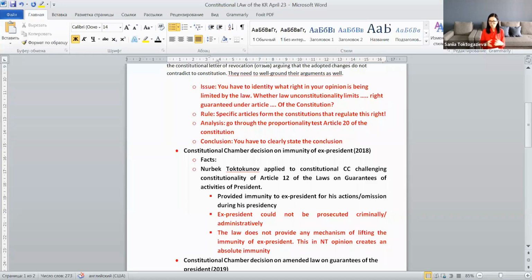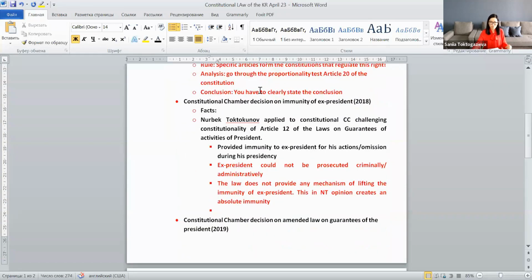And he believes this is wrong because even for sitting presidents, immunity can be lifted, but for an ex-president, we don't have such a mechanism. And Nurbek Toktokunov believes that this provision of Article 12 contradicts which article of the Constitution? Okay, Erkin? Article 16. Erkin, do you hear me? Yeah, I hear you. Okay, so which article of the Constitution does it contradict, in Toktokunov's opinion?